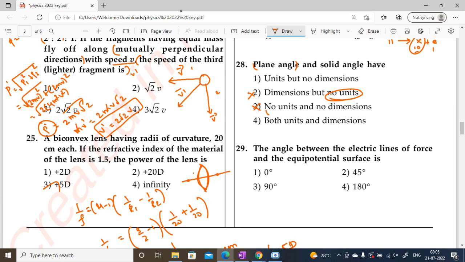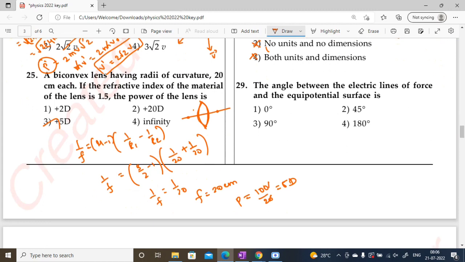Plane angle is given by arc by radius. Arc is a length and radius is also a length, so when I substitute the dimensions, they cancel out each other. But they have a unit. For solid angle, the formula is area by radius square. Area is L square and radius square is also L square, so again the dimension gets cancelled. So they have units but no dimension, and not both units and dimension.